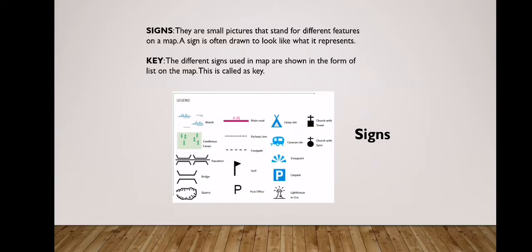Next element is signs. Signs are actually very small pictures or symbols. To show different features of land, some special signs or symbols are used on a map. These signs are made to look similar to the features of the earth they represent. For example, in the previous images, in the distribution map, the dots of different colors and shapes were the symbols that represented different industries in different places.